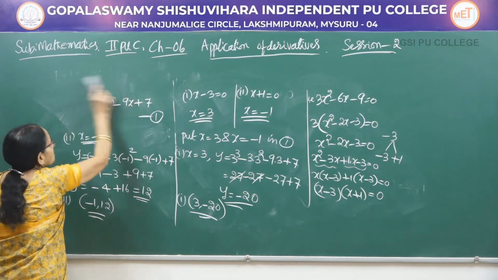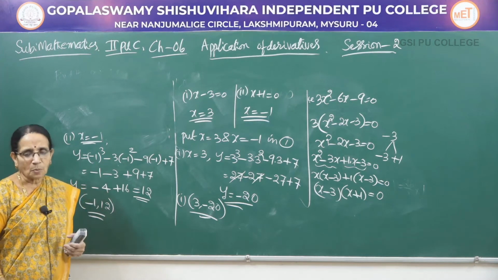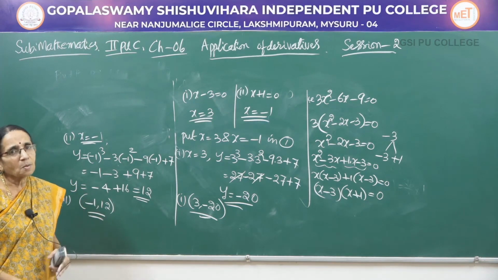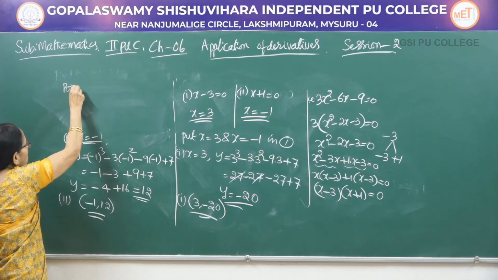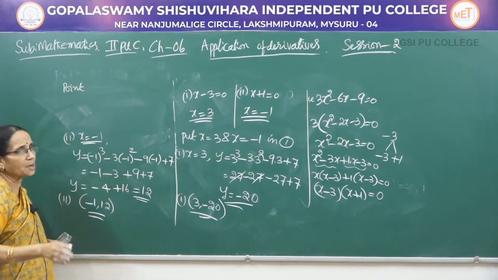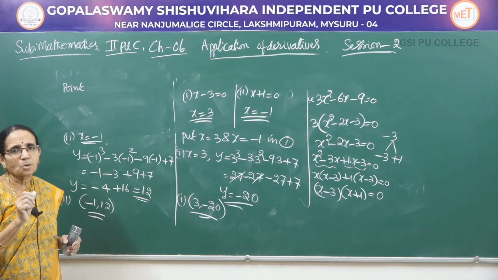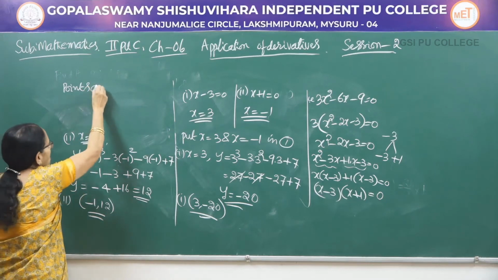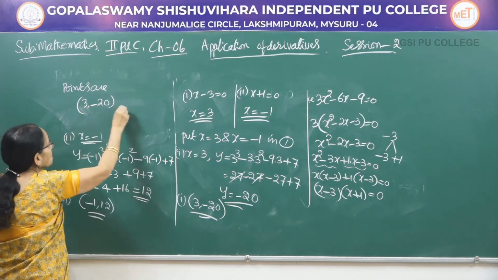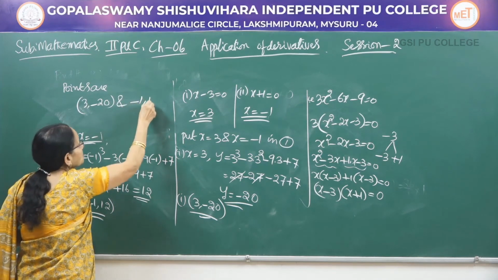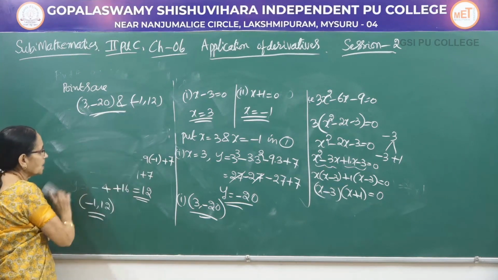So, how do you write the answer? We were asked to find the coordinates of the points at which the tangents are parallel. You need not write the whole sentence, you can just write the answer like this. Or you can write the full sentence also, no problem. The points at which the tangents are parallel to the x-axis are, first one 3 comma minus 20 and the second one minus 1 comma plus 12. So, this is how you have to do the calculation.